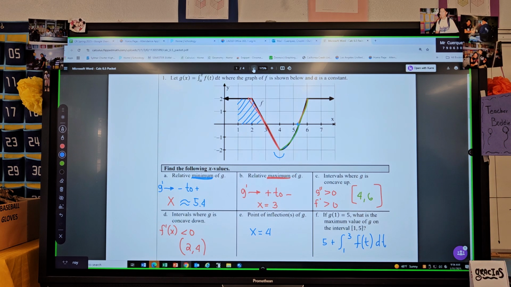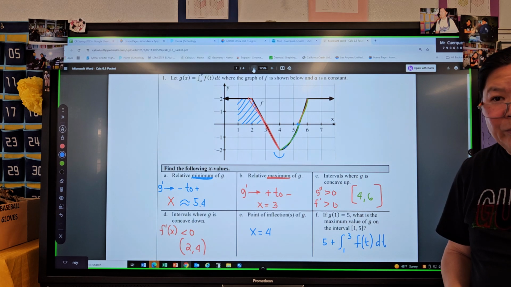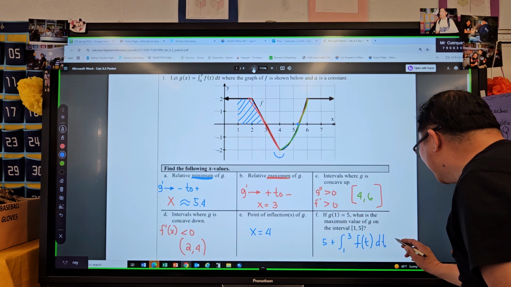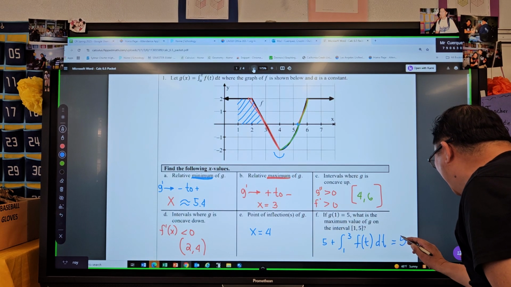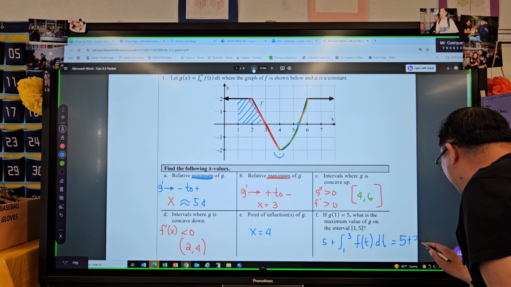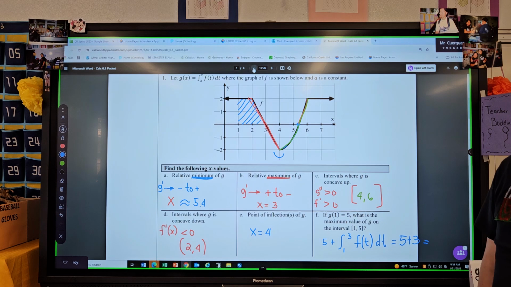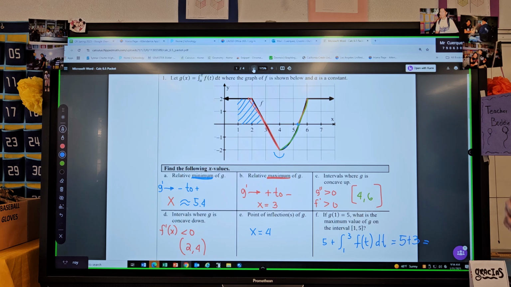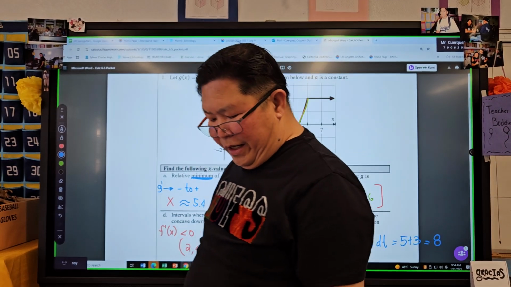So, entonces, did I say it right? Therefore? Therefore is entonces. Okay. Entonces, this is 5 plus 3. Okay? So, therefore, the maximum value of g on the interval from 1 to 5 is 8. It's gonna be 8.